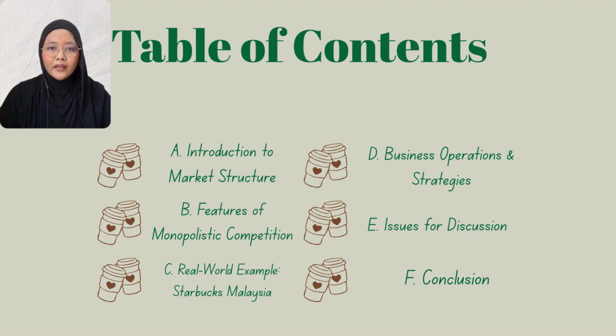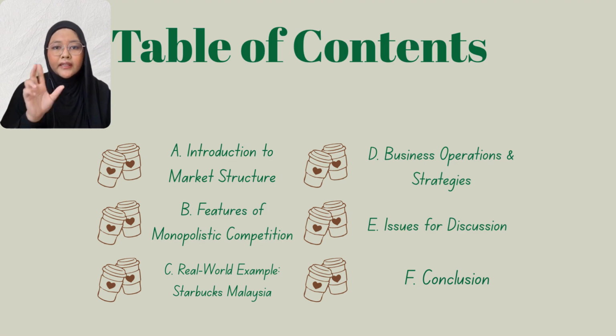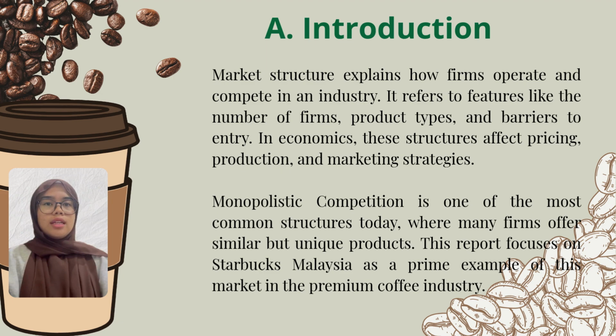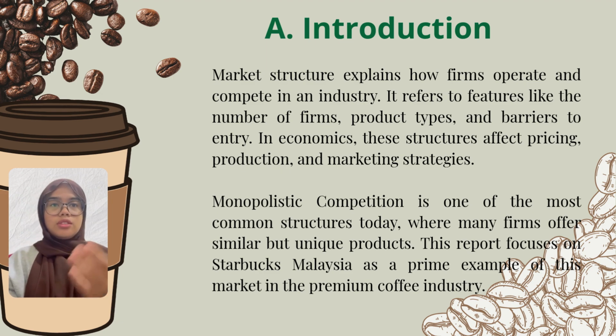Today, Shamim and I are going to present the six topics included in our assignment. A. Introduction to market structure. B. Features of monopolistic competition. C. Real-world examples: Starbucks Malaysia. D. Business operation and strategy. E. Issues for discussion. F. In conclusion. Let us start with the introduction.